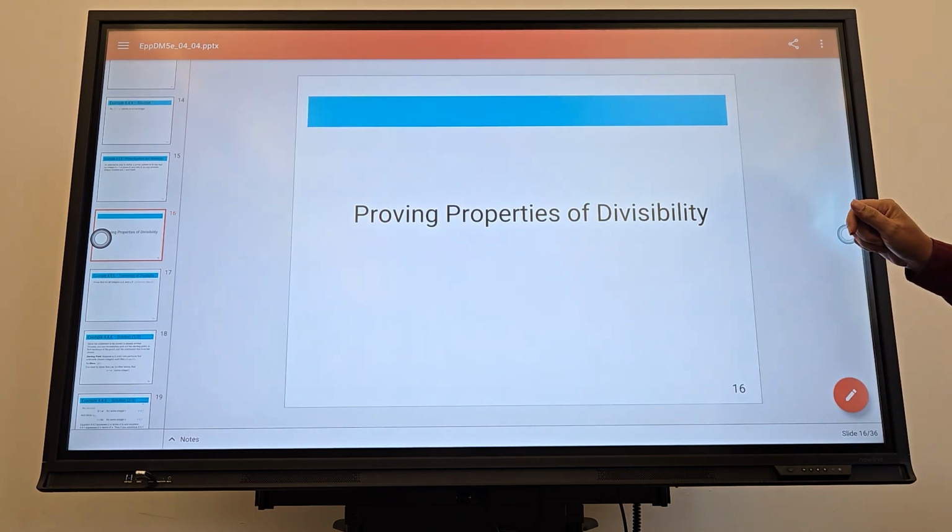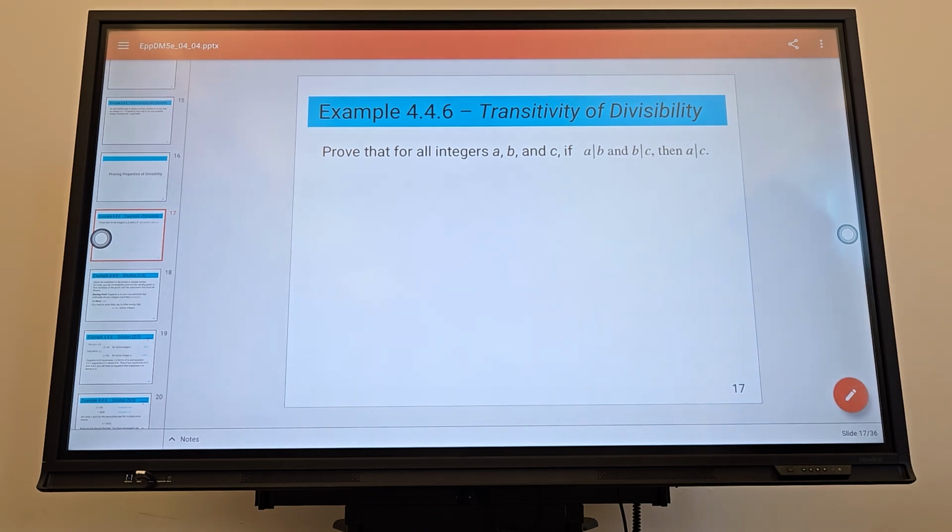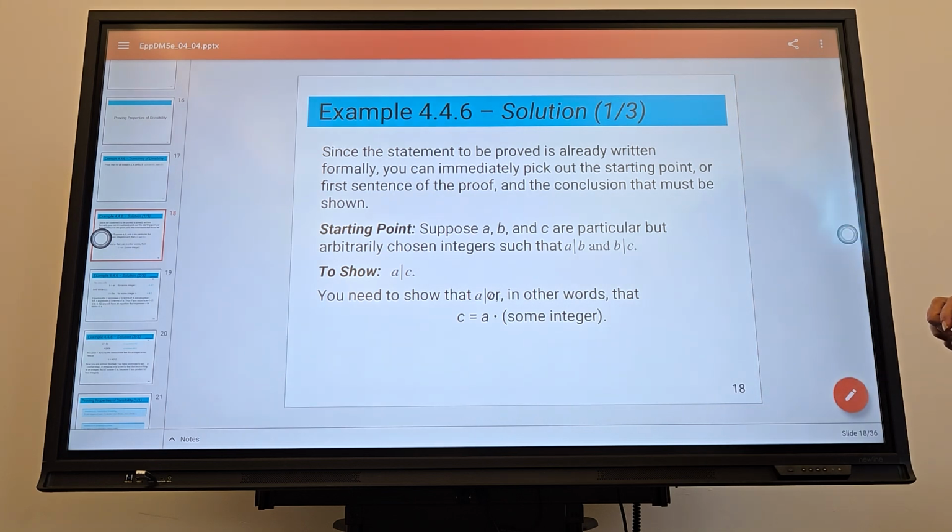So now, proving properties of divisibility. Prove that for all integers a, b, and c, if a divides b and b divides c, then a divides c. Well, it's already written formally, so you can immediately pick out a starting point, or the first sentence of the proof, and the conclusion that must be shown.